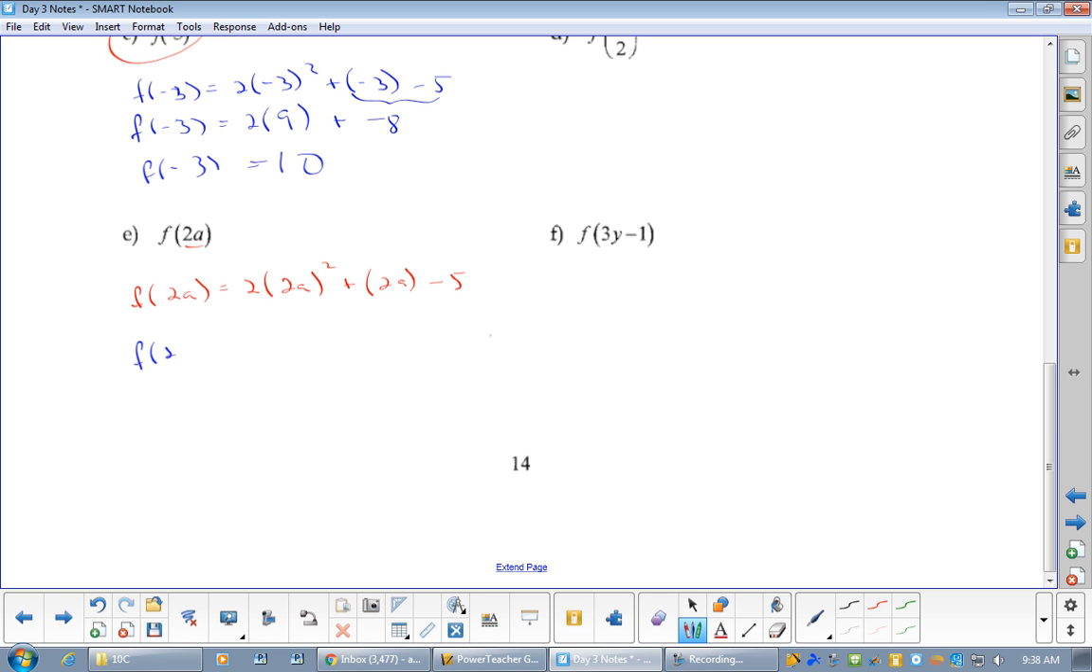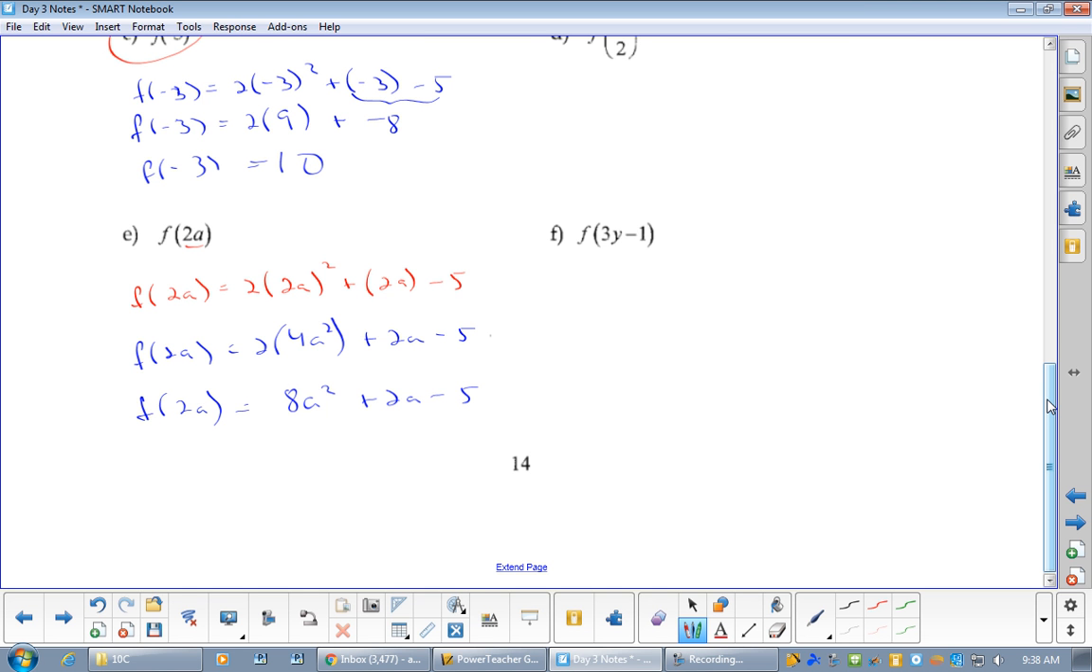Now, f of 2a equals 2 times. Now, if I brought that 2 in, what would be inside here? 4a squared, because 2 squared is 4, and then plus 2a minus 5. What would this equal? 2 times 4a squared, 8a squared plus 2a minus 5. Okay, and that's the best we're going to get. Now, we could probably even try factoring that, but we won't. That would be a complex factor, right? What plus what equals negative 2? What times what equals negative 40? Good times. Happy memories.